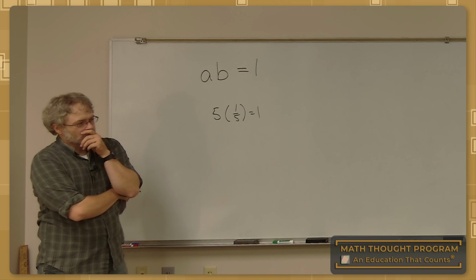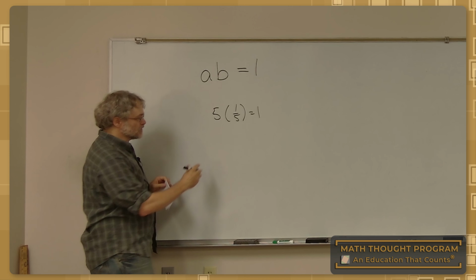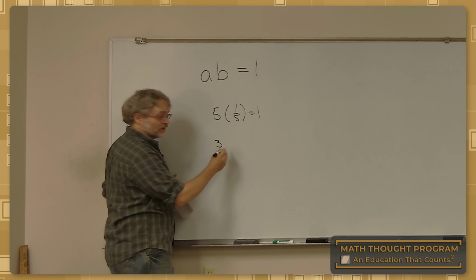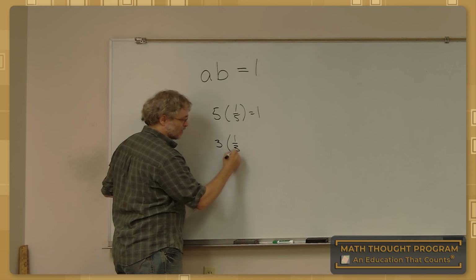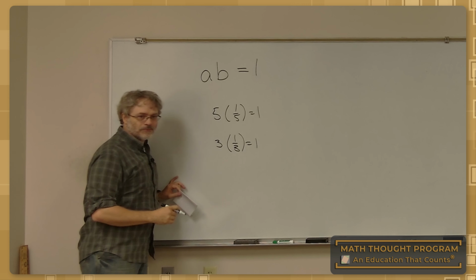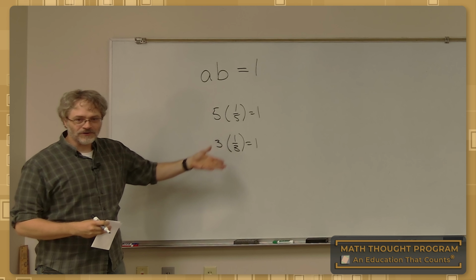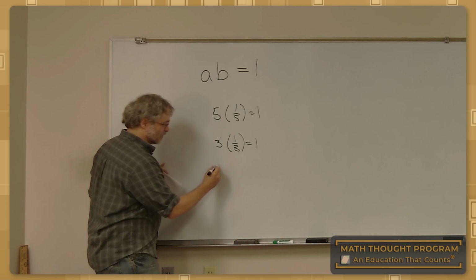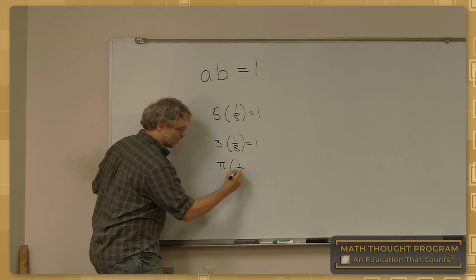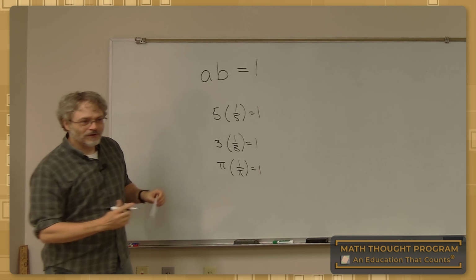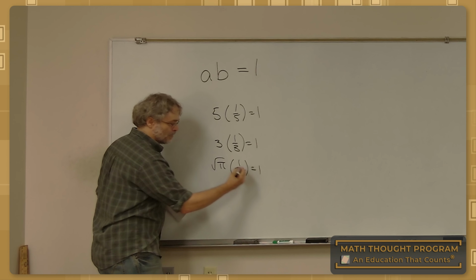Well, if someone says you're thinking of 2, what I would say real fast is, no, I was really thinking of 3 and a third. And then someone would say, well, you're thinking of 3 and a third. And I'd say, well, no, I was thinking of pi times 1 over pi. Just to spice it up a little bit more. Or how about square root pi?